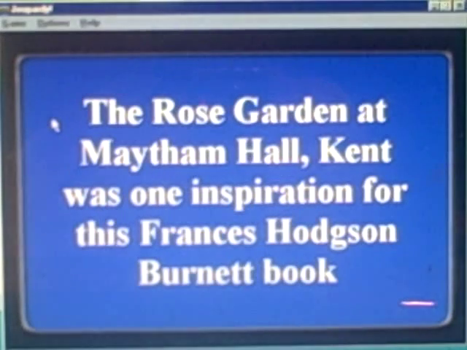Children's Literature 1000. Contestant number 1. The Rose Garden at Maytham Hall, Kent, was one inspiration for this Frances Hodgson Burnett book.